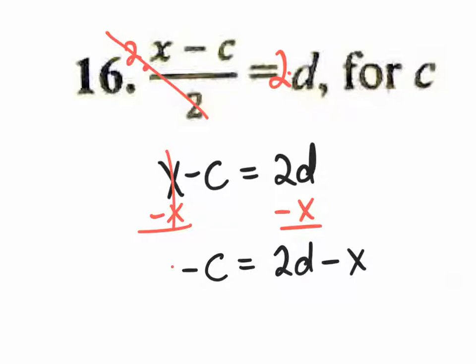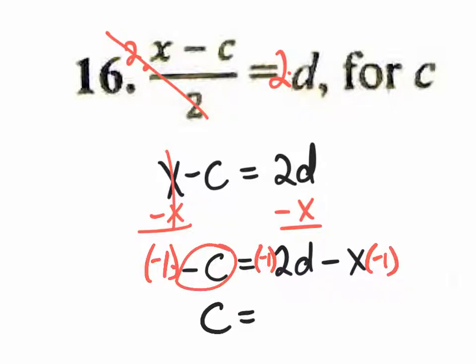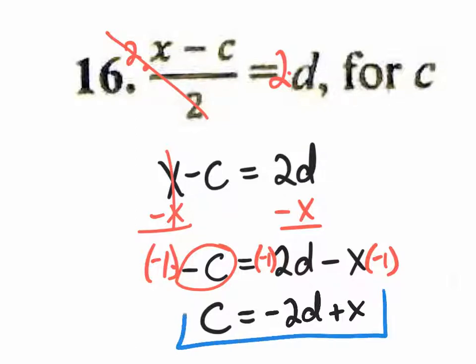Check it out. I'm going to put times -1 right here. I'll put it in parentheses. Times -1 right here. Times -1 over here. Okay? So when I say -1 times negative c, that will make it a positive c. Instead of a positive 2d, what am I going to have? A negative 2d. And instead of a negative x, what am I going to have? A positive x. And ladies and gentlemen, we are done. C equals negative 2d plus x.